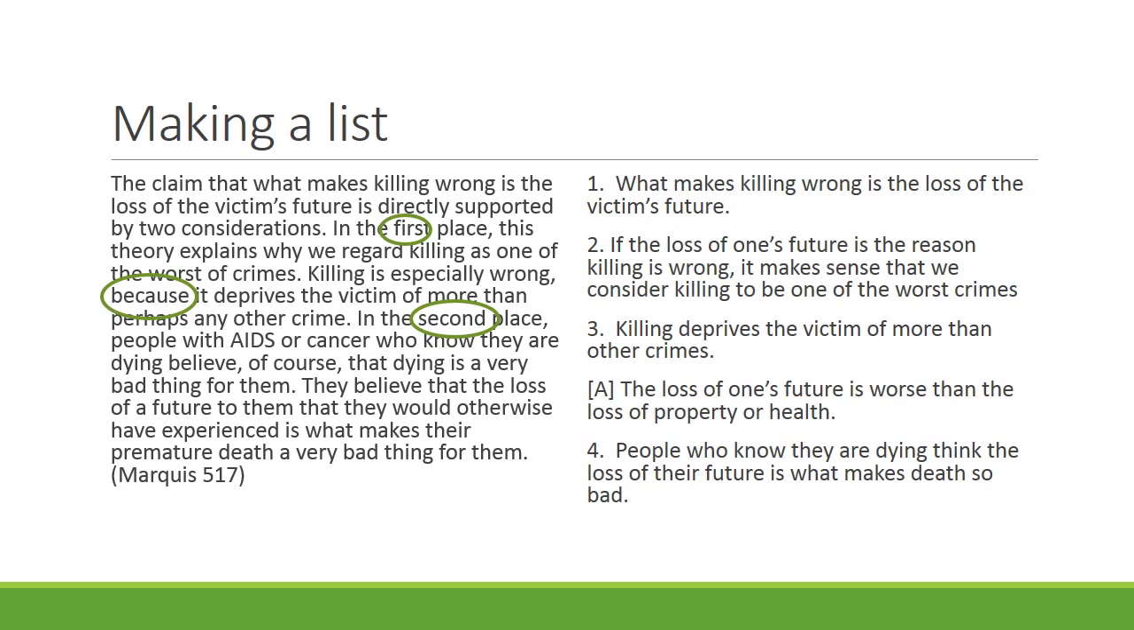Now you'll notice I've added one assumed premise. If you look at statement number 3, killing deprives the victim of more than other crimes, I felt that didn't really stand on its own without the assumption that the loss of one's future is worse than, say, the loss of property through theft or my health through a physical attack. So I added that assumed premise. Notice also that I put a letter on that one. If it's in the text, if it's a stated premise or conclusion, I number that statement. Statements that I have to add in because they're assumed or unstated, I use letters for.